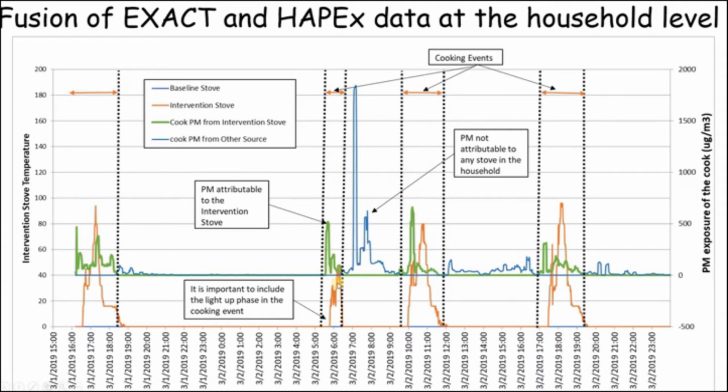And then for the PM, what we did is we attributed the PM that occurred during a cooking event to the specific stove that was being used at the same time. But we see that there are some PM events that cannot be linked to a specific stove. No stove is being used in the kitchen at the same time, and so those we can't attribute to any stove type. So we just put them in an other source category, and that's what we can do for each household.